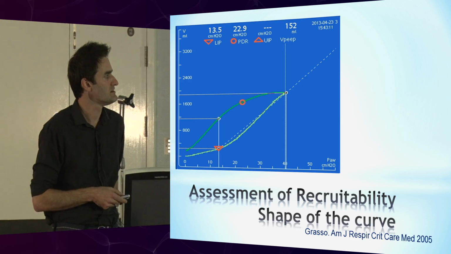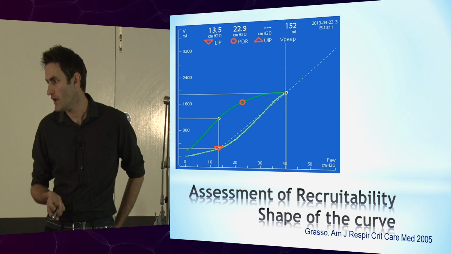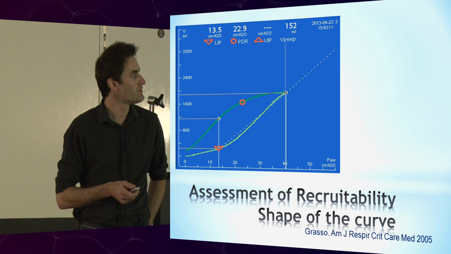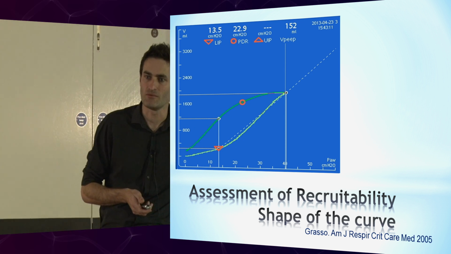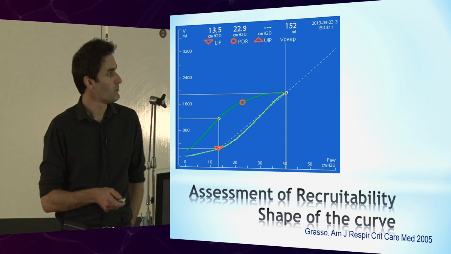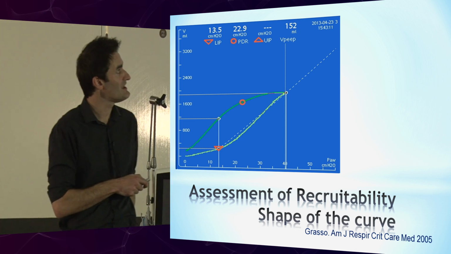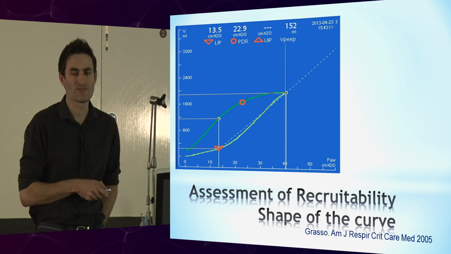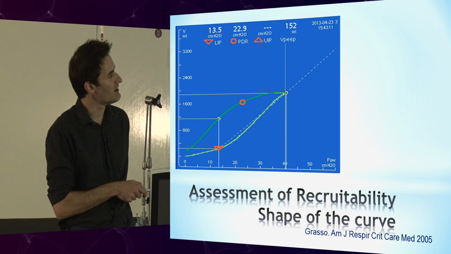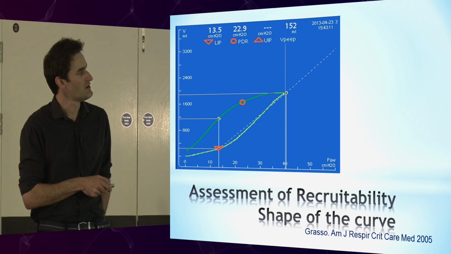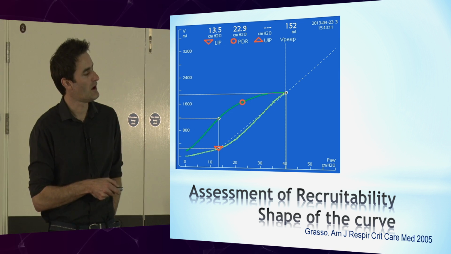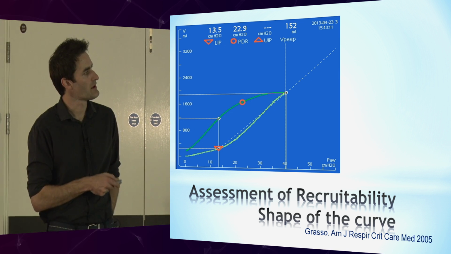Okay, so the first thing is the shape of the curve itself. Many of you will be familiar with the term lower inflection point, maybe you're not. Lower inflection point comes up here on the graph. What that refers to is this point here. On this curve, you can see pressure on the x-axis, volume on the y, okay?